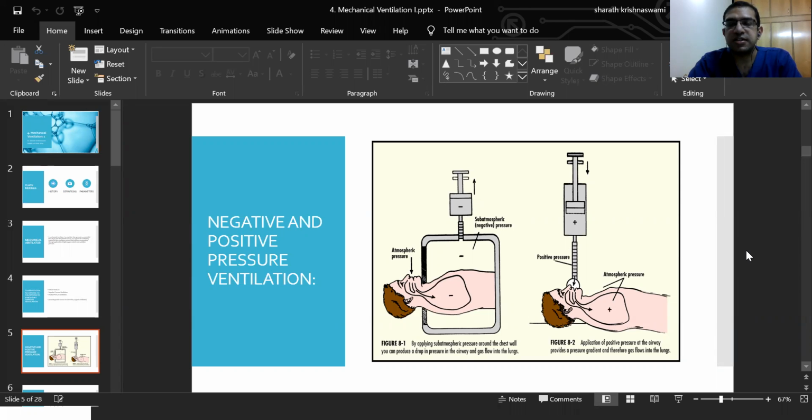Positive pressure ventilation is a method by which air is forced into the lungs. Air from a higher pressure is drawn towards air which has a lower pressure inside the lungs. So if you can see, there's a positive pressure driven by the piston and a positive pressure is transferred to the patient's lungs.